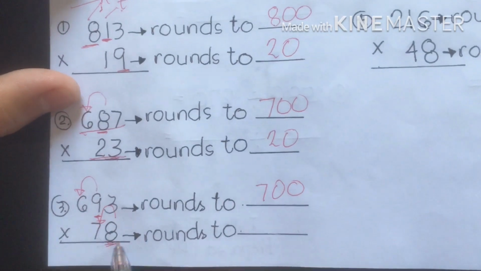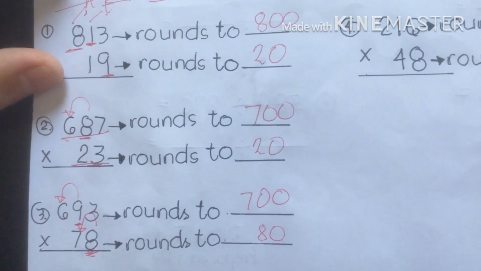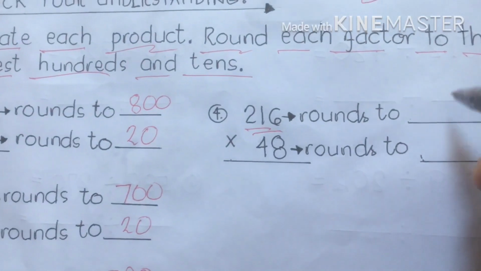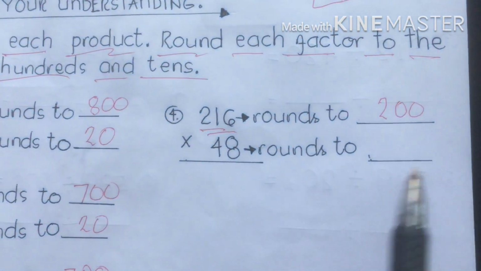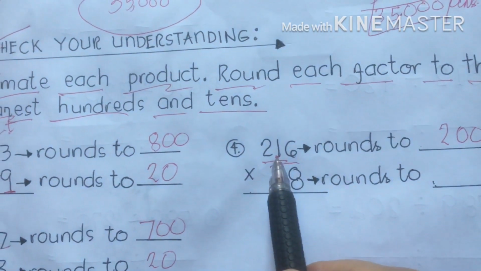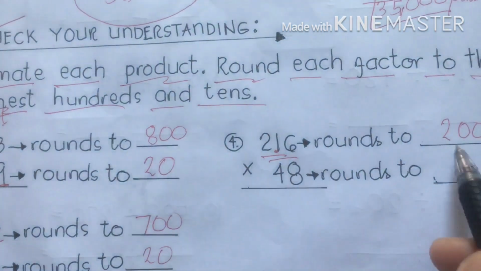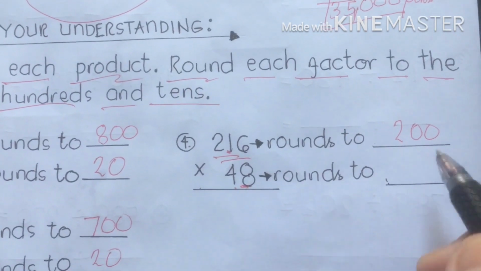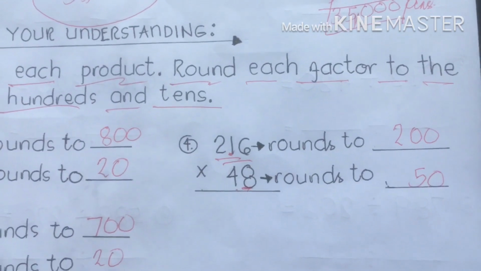8 is rounding up, plus 1 becomes 80. 4, 216 round up to 200. Why? Because 1 is our tenth, what we call the place value. So this 1 is rounding down, so it's still 0. That's 200. 48, 8 is rounding up, so it becomes 50. Okay? Did you understand, my dear students?